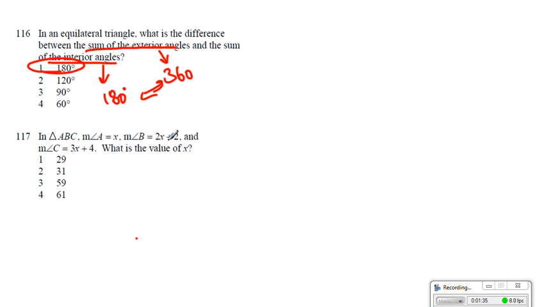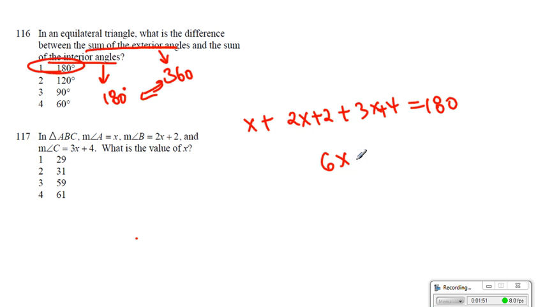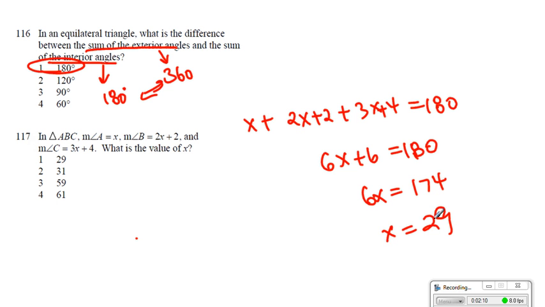Number 117, we have three angles. Obviously, what we can do is x plus 2x plus 2 plus 3x plus 4. When you add up all three angles, it becomes 180 degrees. So here we have 6x plus 6 must be equal to 180, which makes 6x alone become 174. Now, when you divide by 6 on each side, then x will be equal to, yes, 29. 29 becomes our answer. Choice number 1.